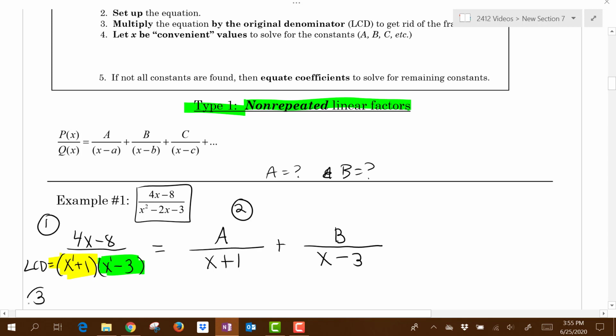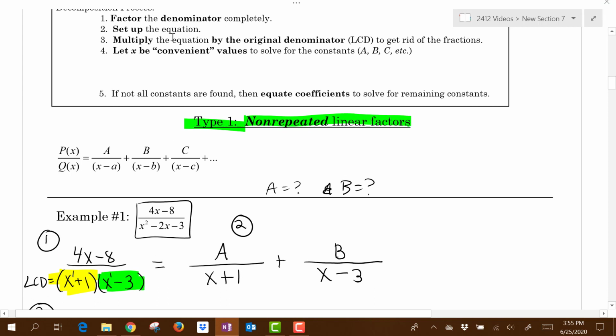Step 3. Step 3 says we're going to multiply the equation by the original denominator, which we're going to call the lowest common denominator, to get rid of the fractions. Scoot down a little bit. So we're going to multiply the equation by the original denominator, what we call the LCD, to get rid of all the fractions in the equation.